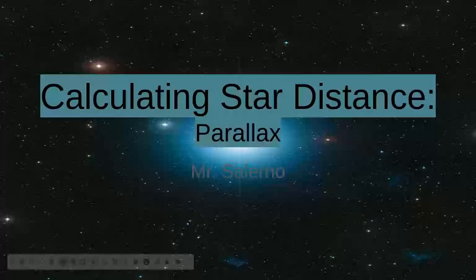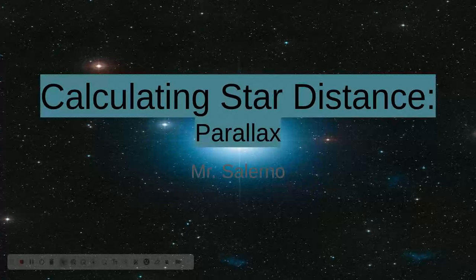Right, here's our video today, calculating star distance and using parallax. Parallax, in simple terms, is just a way of measuring how far stars or planets are from us. If we break this word down, para is a Greek word that means beside or next to, and alaxis, the other part of the Greek word, means to change or to shift.